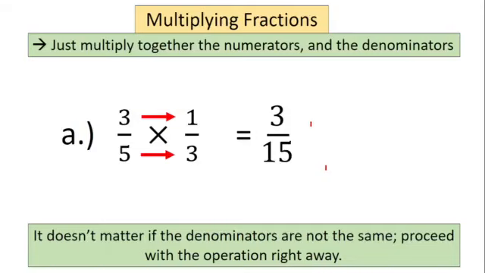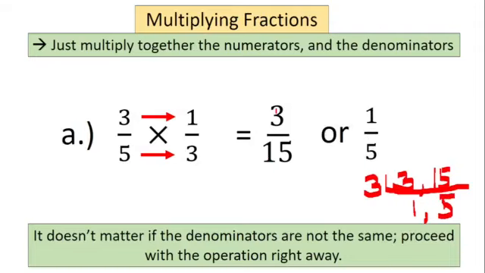Hindi na nakalagay dito pero lagi niyong tatandaan, we should always write our answer in its simplest form if possible. And looking at 3 and 15, I think there is a number na meron tayong pwedeng ipan-divide sa kanilang dalawa. If you are thinking of 3, you are thinking it right. Dividing both of them by 3, we'll now just have 1 and 5. So our final answer would actually be 1 over 5 or 1/5. Very easy, very fast. That's how we do multiplying fractions. Next example.